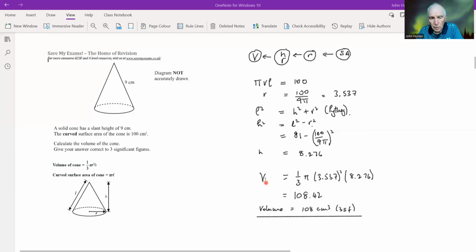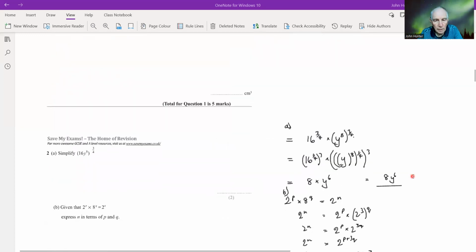We're now in a position where we can substitute those into the equation for the volume. So that is V equals 1/3 pi R squared H. Stick all that into your calculator and it comes out with this, actually to more decimal places, but we only want it to 3 significant figures anyway, so that's 108 cubic centimeters to 3 significant figures. So that's number 1. Go down a bit further.